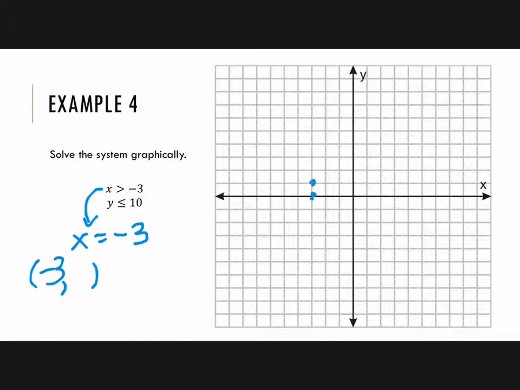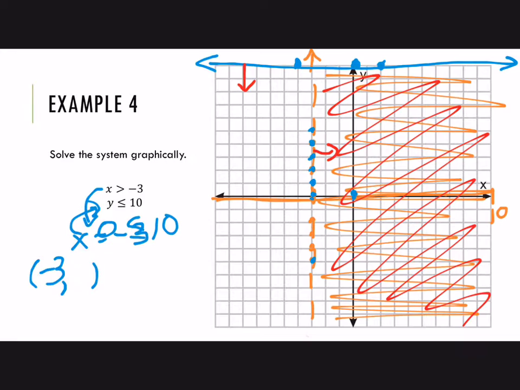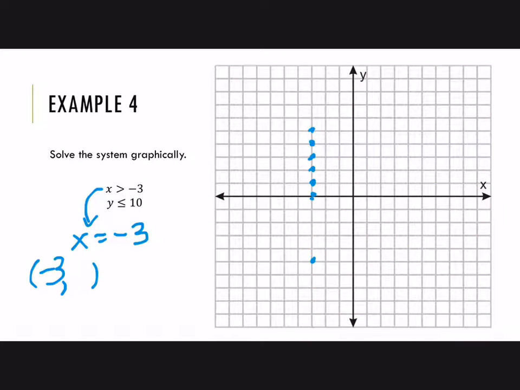You can do -3, 1; -3, 2; -3, 3; -3, -5; -3, -10. And when you plot all of these, you should notice that they are all falling on a vertical line. So this is a fact: if you have a line that's just x equals a number, those are always going to be vertical lines.